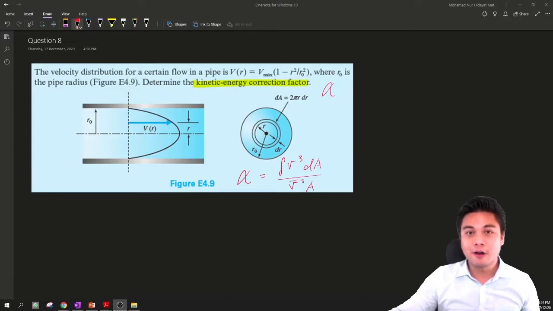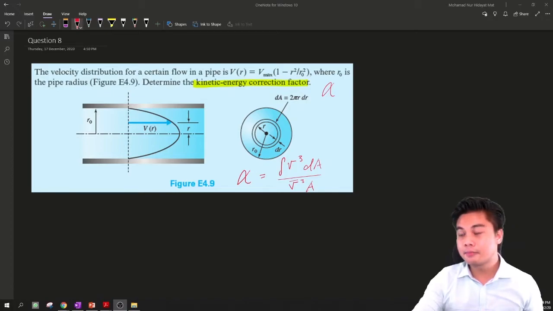Today we're gonna solve this question. The velocity distribution for a certain flow in a pipe is given by the velocity profile, which is equal to V max multiplied with 1 minus r squared over R naught squared, where R naught is the pipe radius as shown in the figure here. Determine the kinetic energy correction factor.